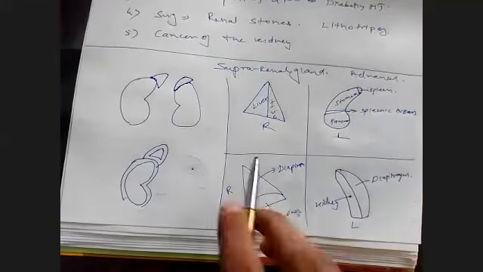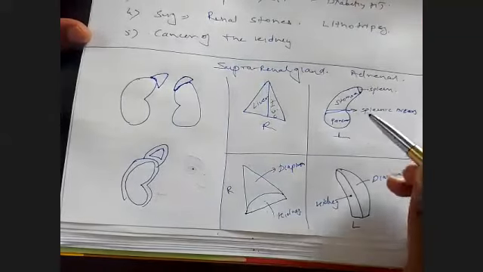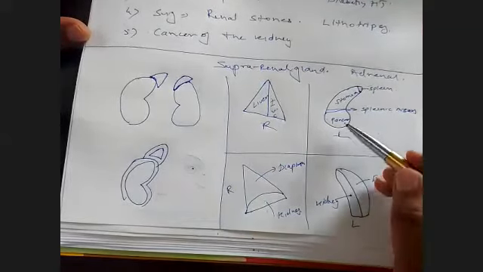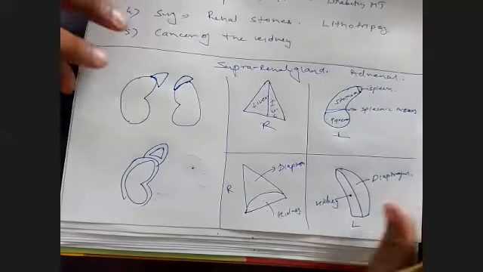So the anterior relations of the right will be IVC and liver, posteriorly kidney and diaphragm. Anterior relations of the left will be spleen, stomach, pancreas, splenic artery, posteriorly kidney and diaphragm.